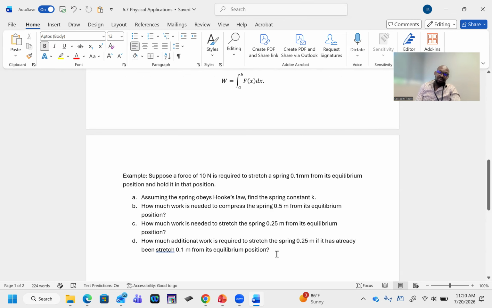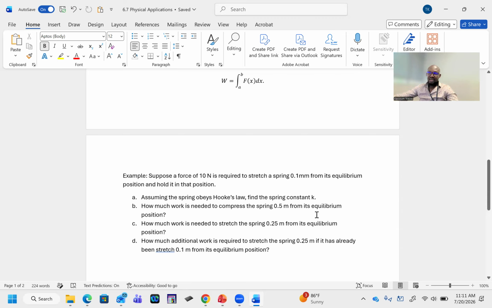Okay. Suppose a force of 10 Newton is required to stretch a spring 0.1 millimeter from its equilibrium position and hold it in that position. A. Assume the spring obey Hooke's law. Find the spring constant K. B. How much work is needed to compress the spring 0.5 millimeter, 0.5 meter from its equilibrium.